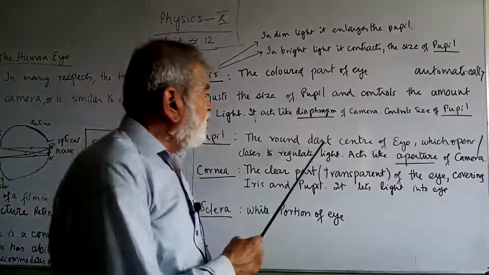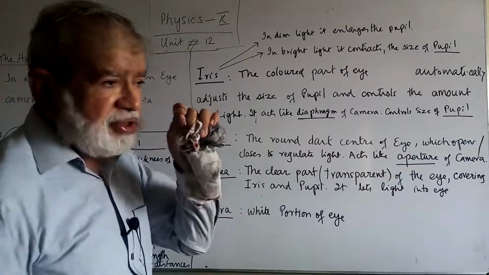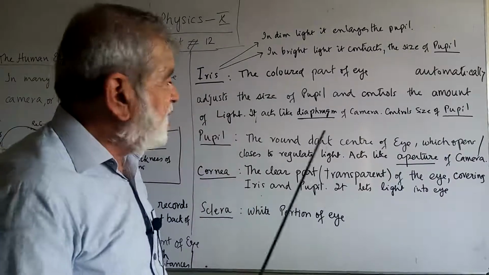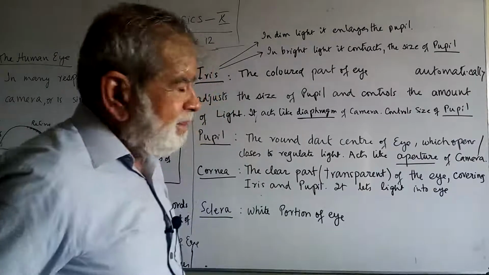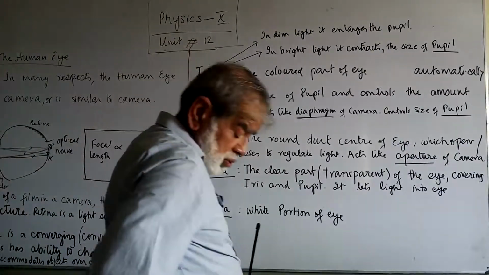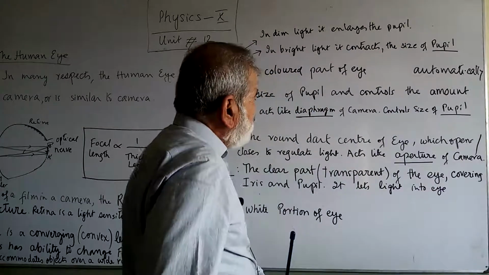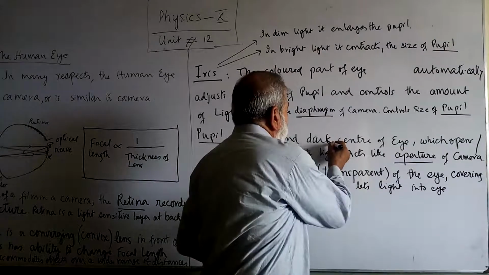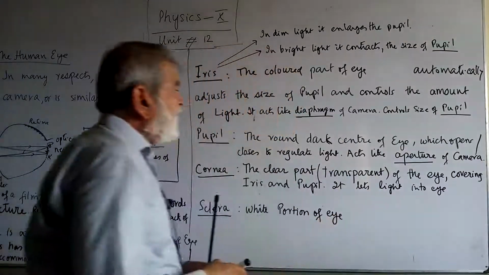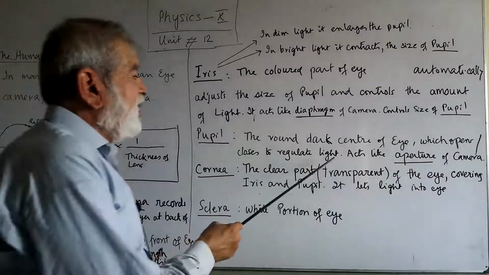The round dark center of the आँख के दरमियान में जो स्याही माइल चीज़ होती है, the round dark center, which opens or closes to regulate light. The round dark center of the eye which opens and closes to regulate light.